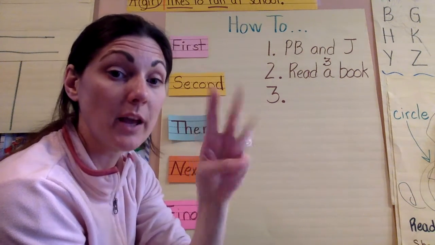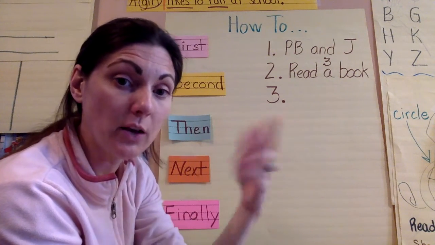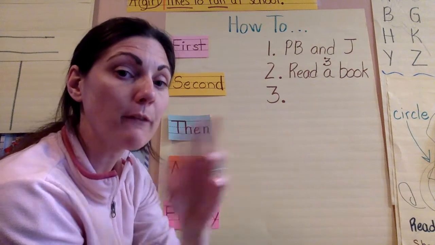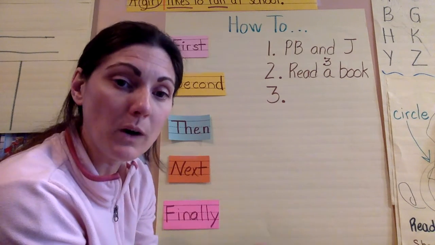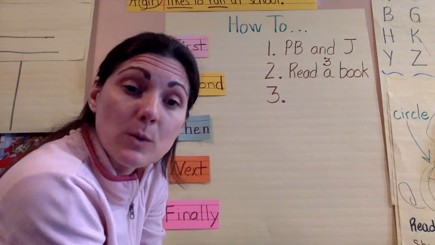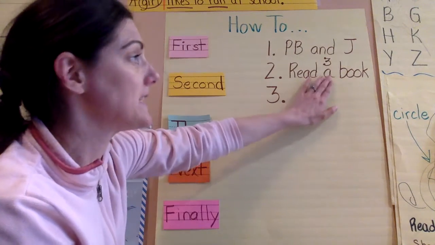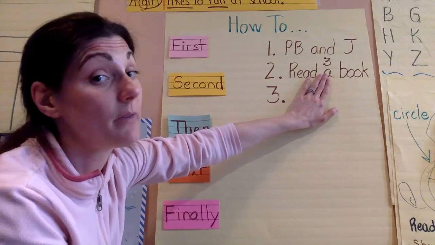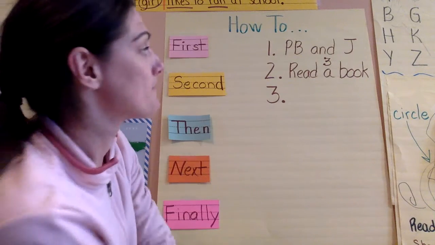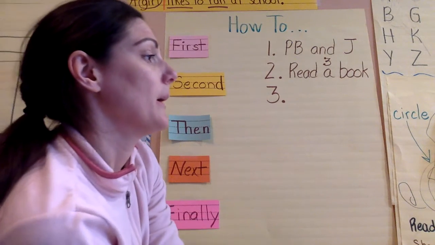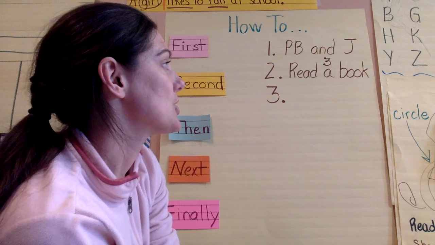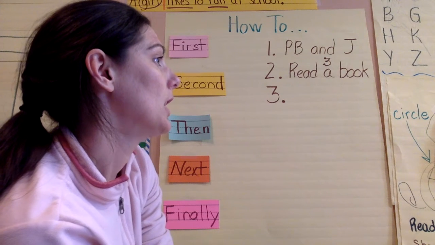So if it's a story that you've heard me read or you've heard somebody read and you know it well enough, you can flip through the pages without reading the words, and you can retell what's happening in the story based on the pictures. So I could teach someone about how there's 3 different ways to read a book, and I could go through those steps. All right, so let's say peanut butter and jelly sandwich, reading a book.